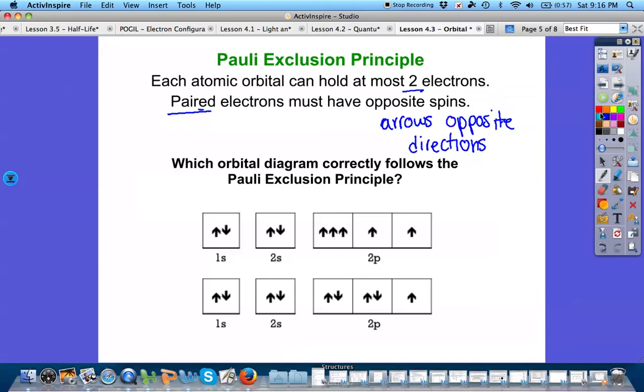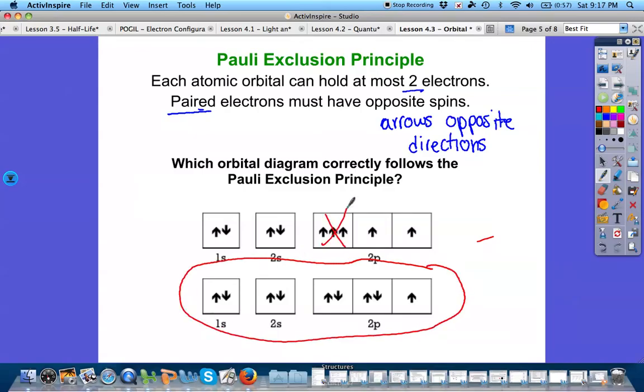So take a look at the orbital diagrams at the bottom of the page. Which orbital diagram correctly follows the Pauli exclusion principle? The bottom one should have been what you chose. We cannot have 3 electrons in one orbital, so the top one is incorrect.